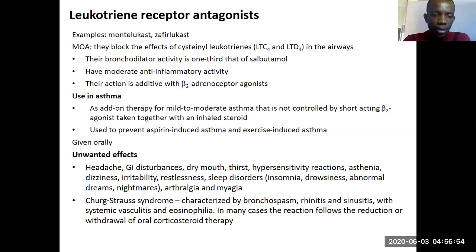The unwanted effects, among a few, include headaches, GI disturbances, and dry mouth. We also have what is known as Churg-Strauss syndrome, which is characterized by bronchospasm, rhinitis, and sinusitis, with systemic vasculitis and eosinophilia. In many cases, the reaction follows the reduction or withdrawal of oral corticosteroid therapy.